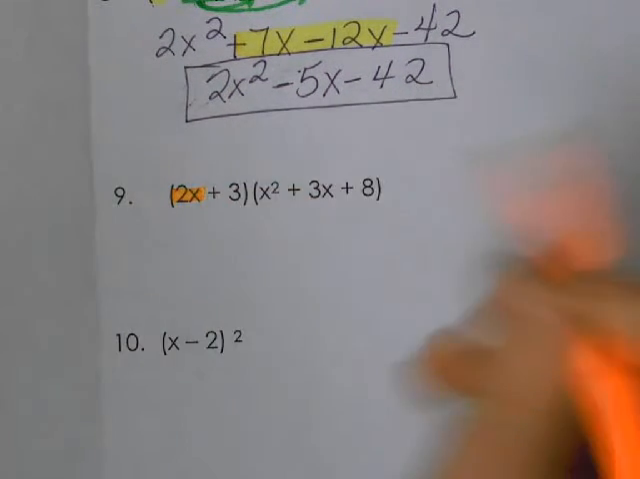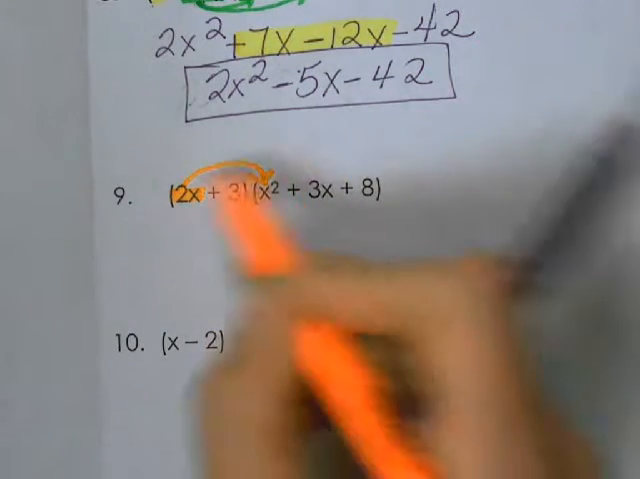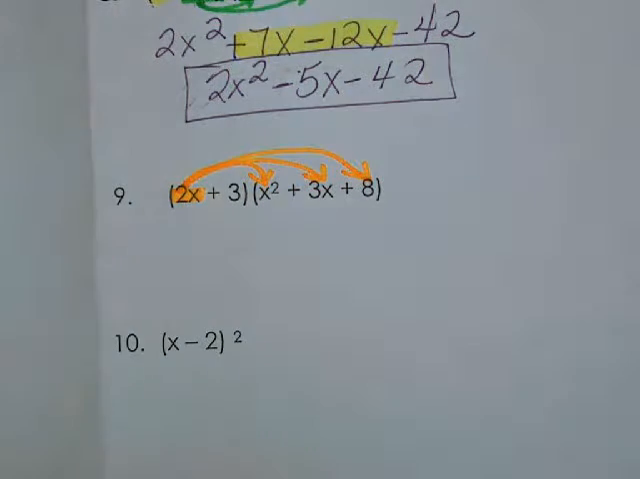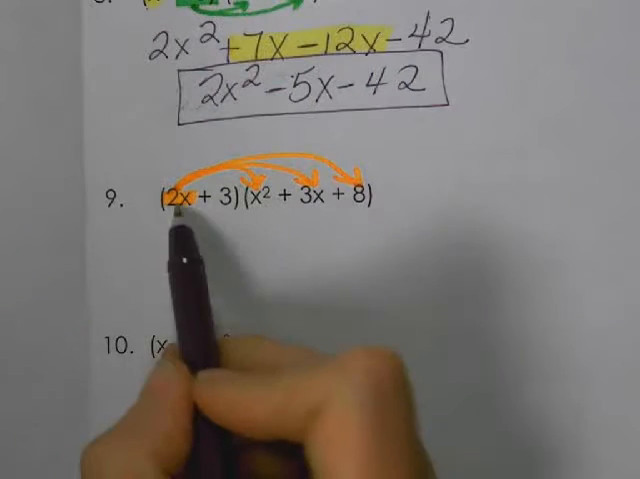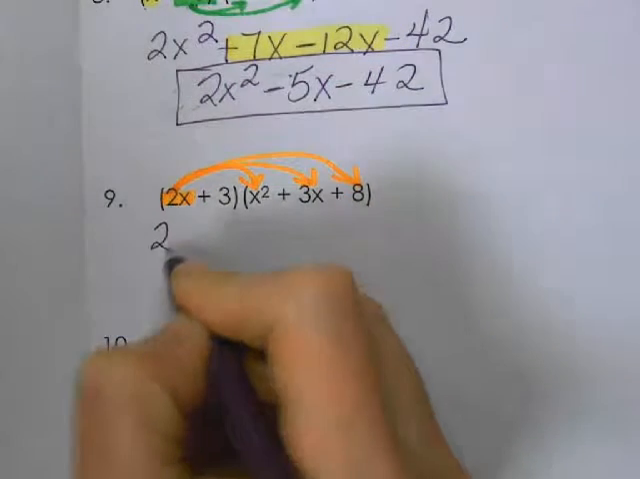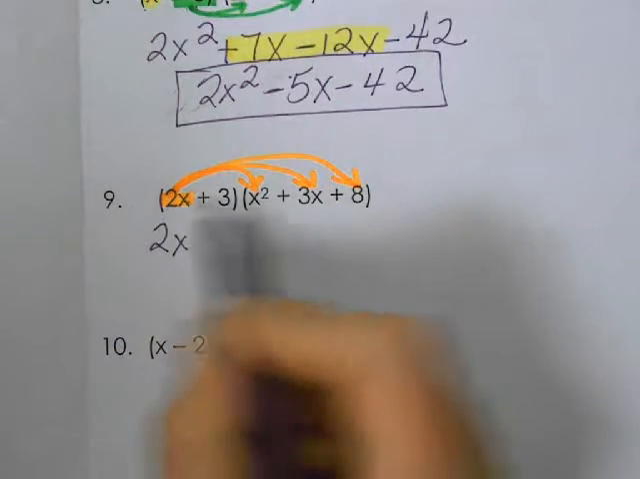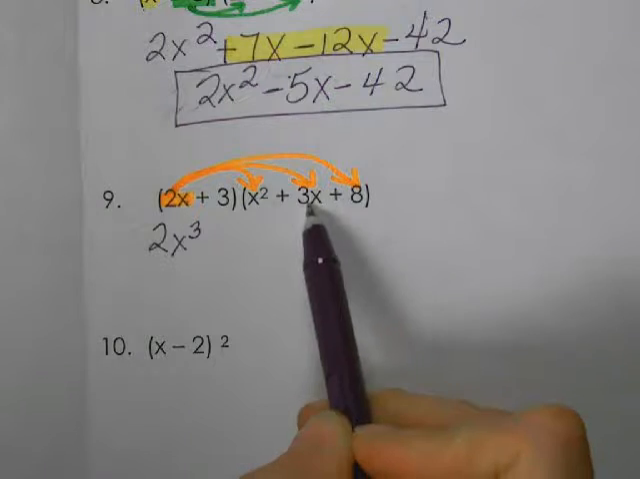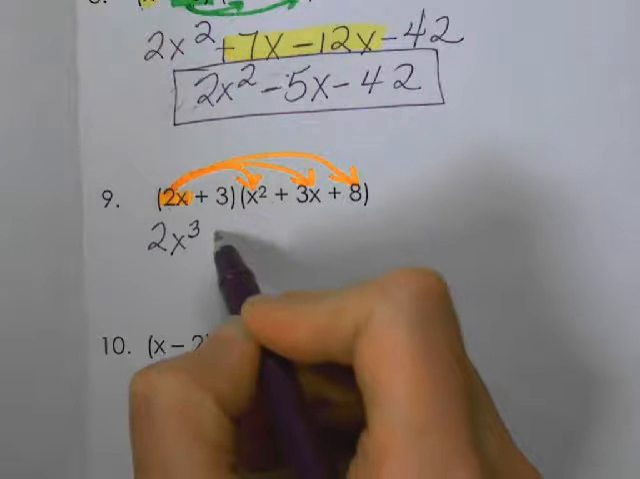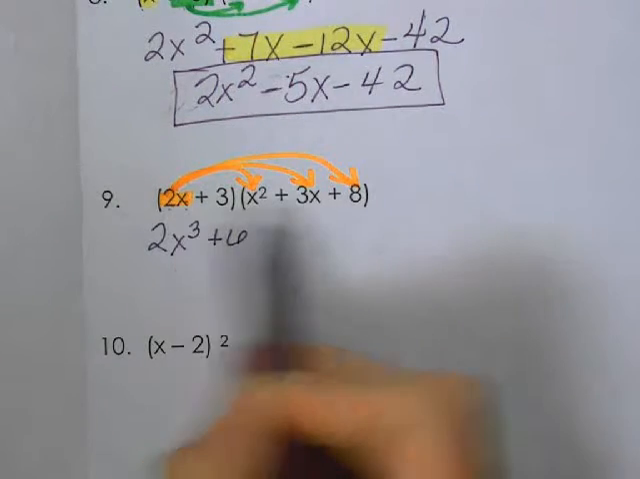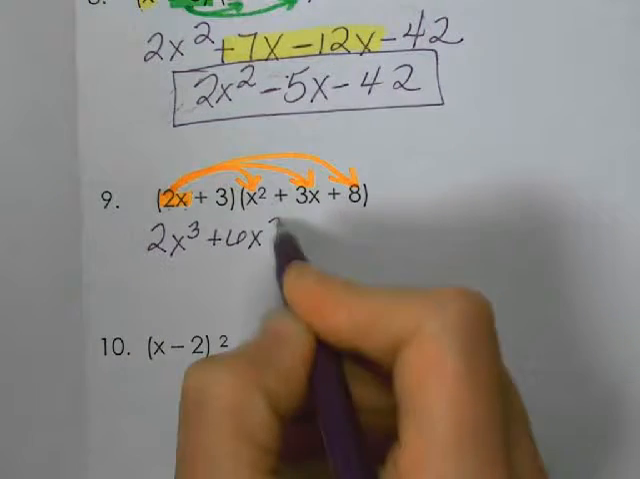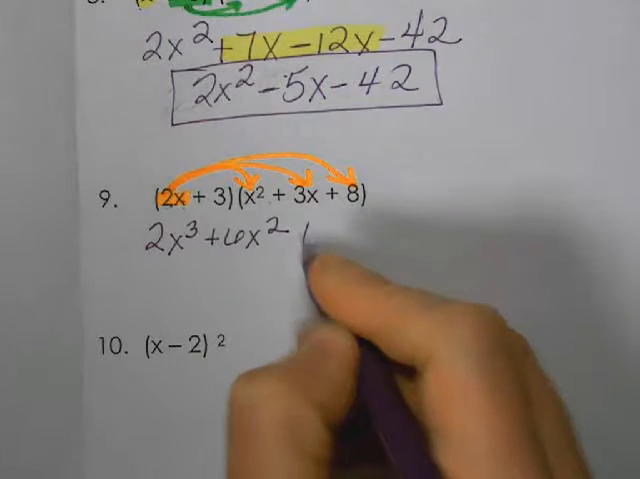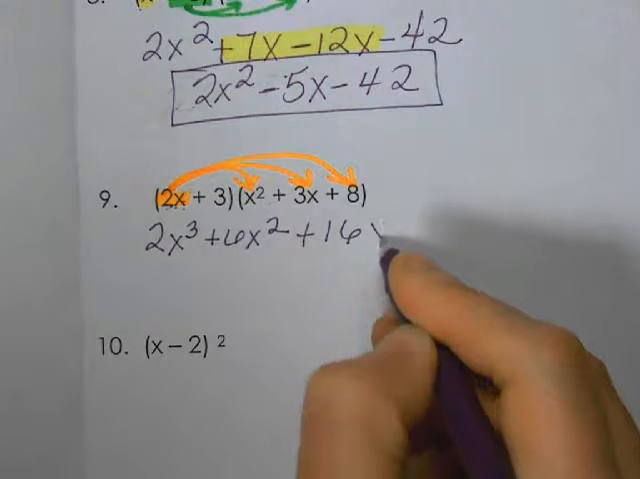So we're going to take this 2x and we're going to multiply it by x squared, 3x, and also 8. We're going to do it by 3 numbers this time. 2x times x squared is 2, and how many x's do I have? 3. 2x times 3x is 2 times 3, which is 6. It's positive 6. And how many x's do I have? 2. 2x times 8 is 16. And then only 1x.